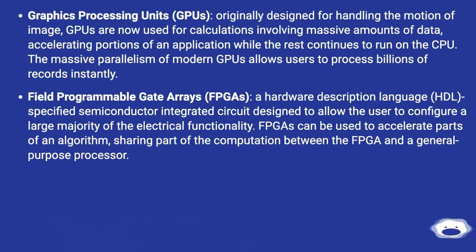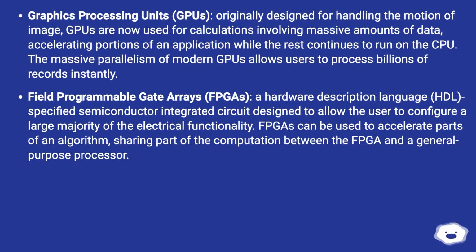graphics processing units. GPUs, originally designed for handling the motion of images, are now used for calculations involving massive amounts of data, accelerating portions of an application while the rest continues to run on the CPU. The massive parallelism of modern GPUs allows users to process billions of records instantly.